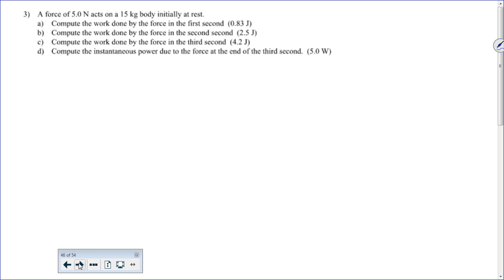Then for D, to compute the instantaneous power, that's where you do force times velocity. You do force 5 times VF. Correct. And you can do that either using kinematics or conservation of energy, by finding the kinetic energy. So everybody's happy with 3?